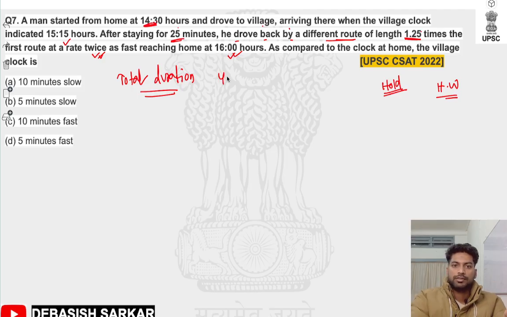So 4 minus 2:30 is 1:30, 1 hour 30 minutes, or you can say 90 minutes. So he was outside for 90 minutes. But he took 25 minutes of rest in the village. So for traveling he took only 65 minutes.